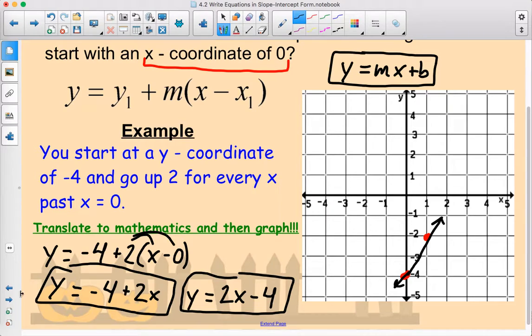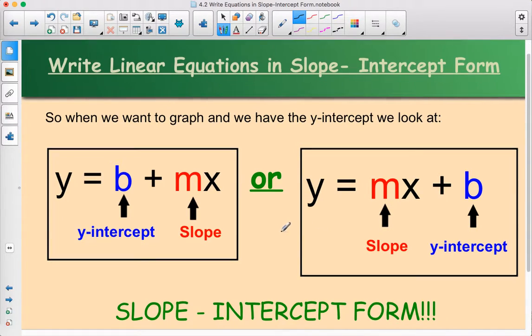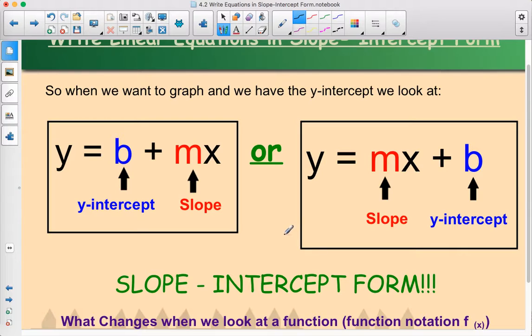Okay, that's the kind of lead in. Either way you write it is totally fine. You can write it as y equals b plus mx or y equals mx plus b. What we just found is when you simplify point slope form, you get slope intercept.